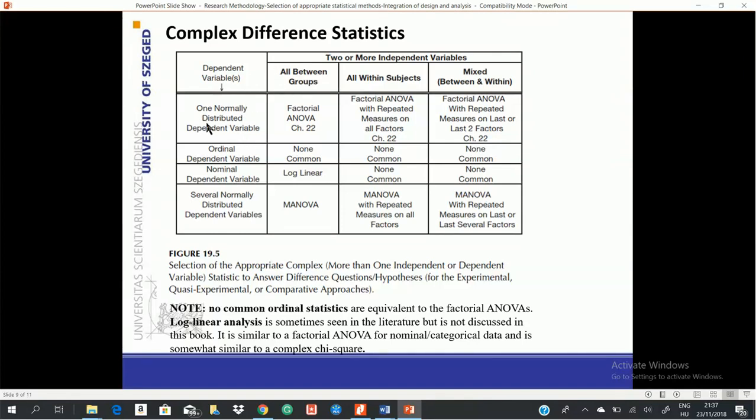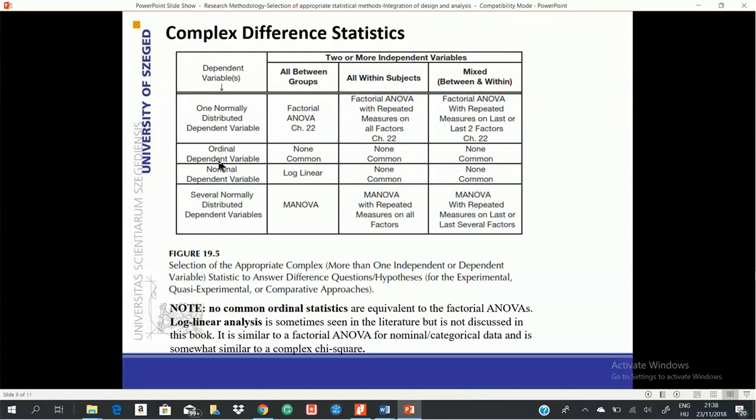too. It's one normally distributed dependent variable. You have several dependent variables, but just one is normal. So you do the test in this row. For all between-group designs, it's factorial ANOVA. For all within-subject designs, you can use factorial ANOVA with repeated measures on all factors. And for mixed between and within, you can use factorial ANOVA with repeated measures on the last or last two factors.